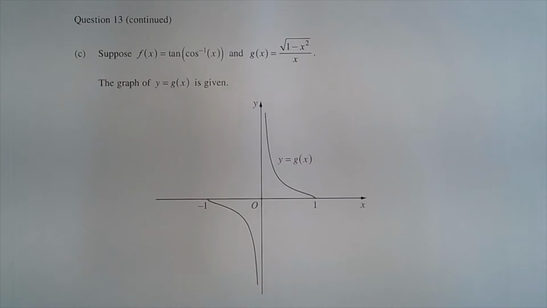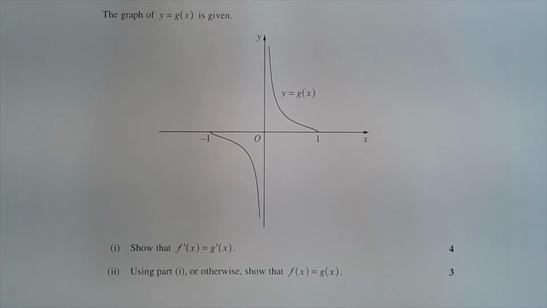Question 13c. Suppose f of x equals tan of the inverse cos of x and g of x equals the square root of 1 minus x squared all over x. The graph of y equals g of x is given. Part 1. Show that f dash of x is equal to g dash of x.